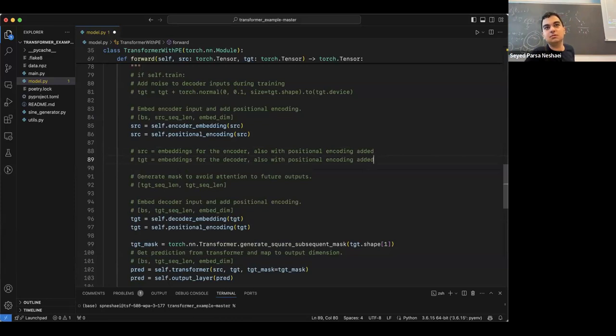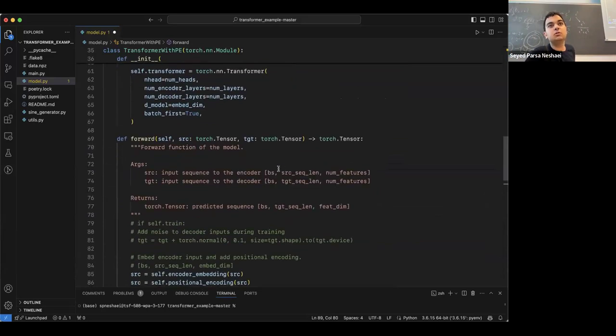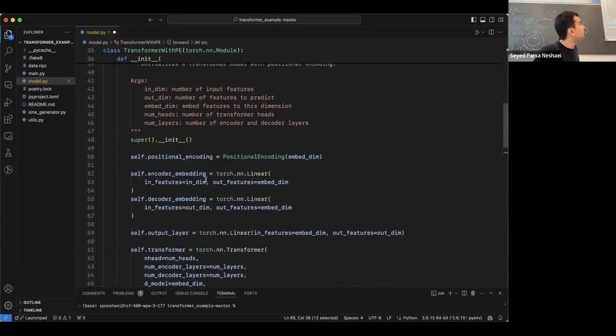So where do they come from? Oh, from the data. Initially SRC is just a torch tensor, which is just the input data, the time series. If you have the time series, you should convert it to embeddings, because the transformer accepts embeddings, right? But before that, where is that coming from?